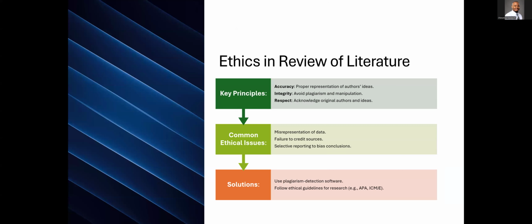Now, let's talk a little bit about ethics. Ethics in literature review, the key principles are accuracy. You have to present properly the author's ideas and not just copy, and there has to be accuracy of ideas, which means you have to read the paper well in order to synthesize. Integrity: avoid plagiarism and manipulation. That is where you have the highest level of plagiarism in any written project. The highest level of plagiarism is in literature review.